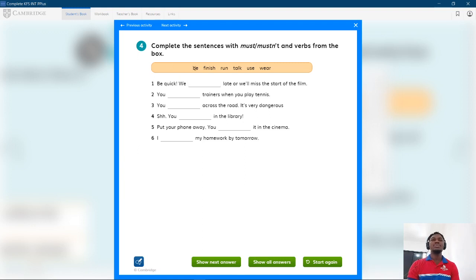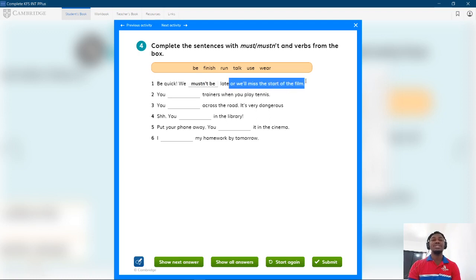So, question one: Be quick. We late or we will miss the start of the movie. So the first verb here is be. We mustn't be late. So, guys, the word is mustn't. It's like the T is silent. So, we mustn't be late or we will miss the start of the film.